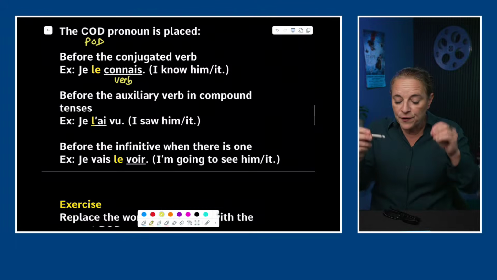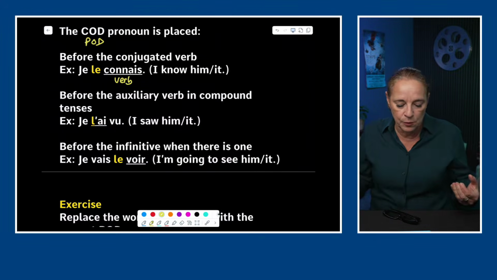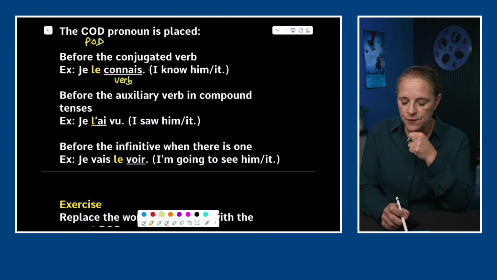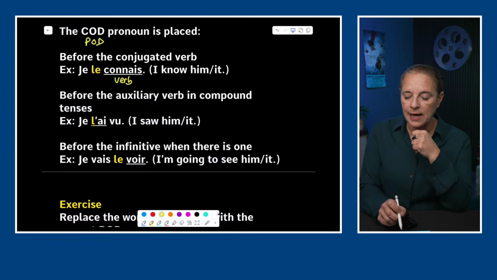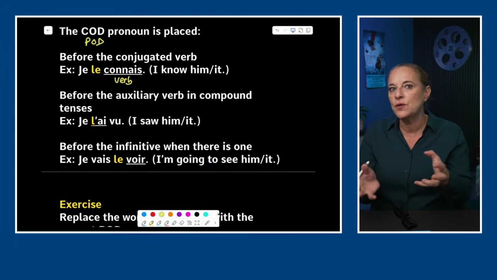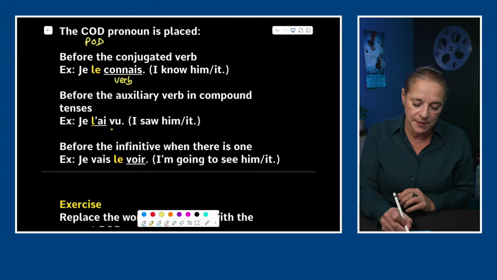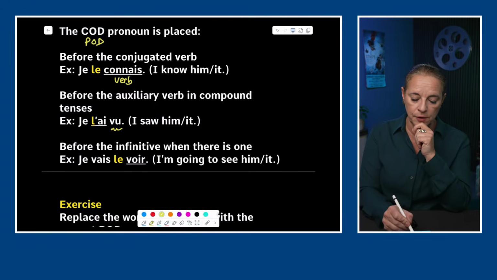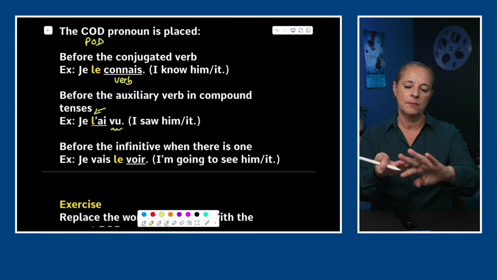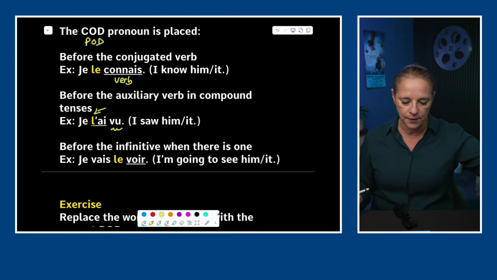It is placed before the auxiliary verb in the compound tenses, such as the passé composé. In this case, je l'ai vu. I saw him or I saw it. And in our example, I will show you that there is a way to spell the past participle depending on whether your pronoun is masculine plural or feminine plural. That's another lesson completely, okay?